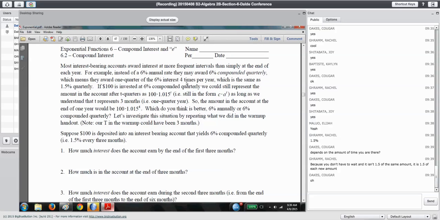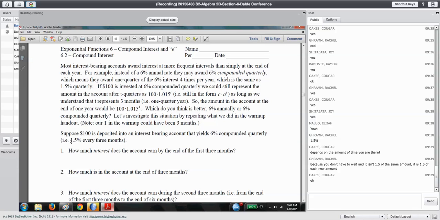I think it's really interesting. And you know what, let's explore that. Let's see how much it would work. All right. So, if we deposited $100 into an account, and it yields 6% compounded quarterly, after every 3 months, that basically means you're going to increase by 1.5% quarterly. Does that make sense? Every 3 months, you're going to increase by 1.5%.